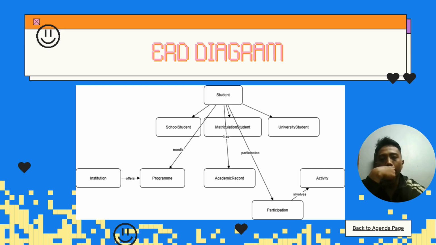For the part of the program and institution, we declare the program entity to represent the academic programs such as diplomas and degrees. It connects to the institution, where one institution offers many programs. This reflects real world structure, such as a university offering multiple courses.